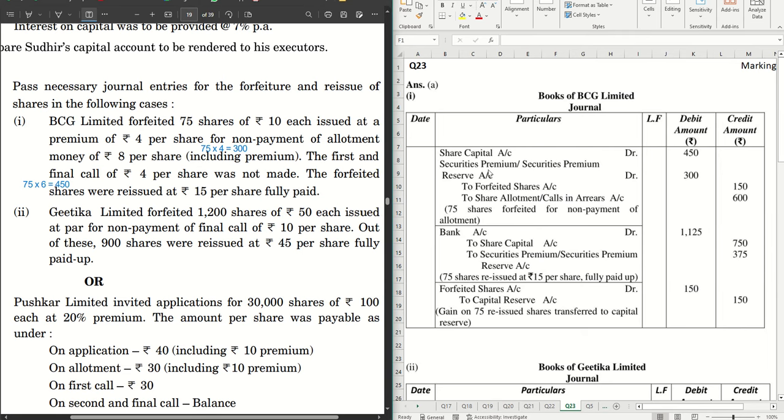And remember always, securities premium account is debited only which is not received. If the premium money is received, then that cannot be debited. Okay, here it is clearly mentioned that allotment money included the premium money, and allotment money is not received. That means premium is also not received.